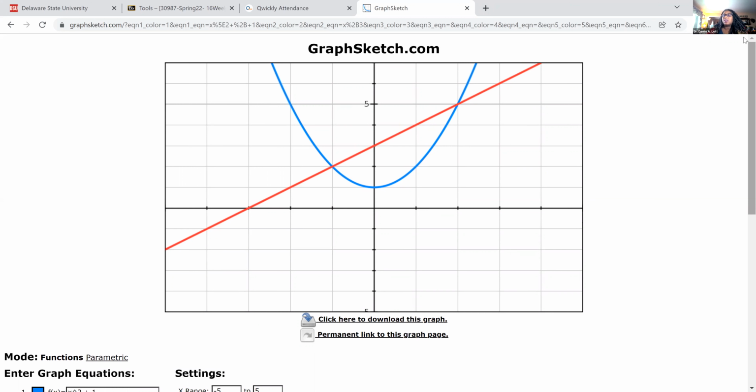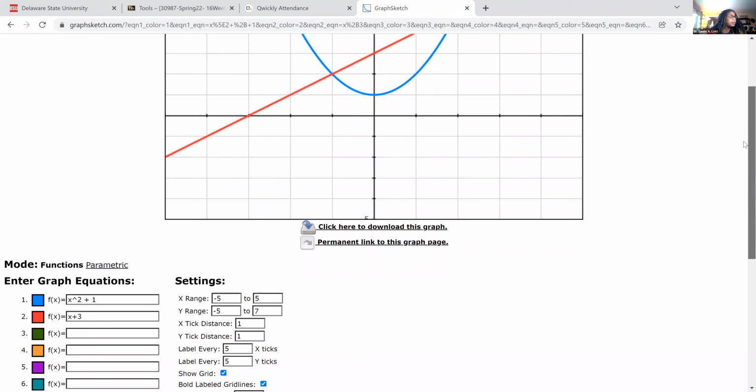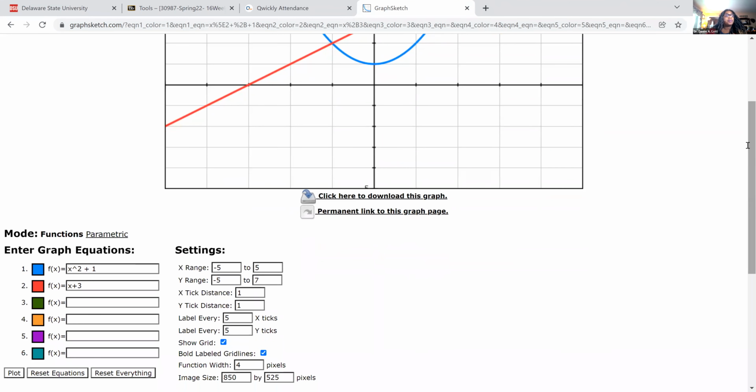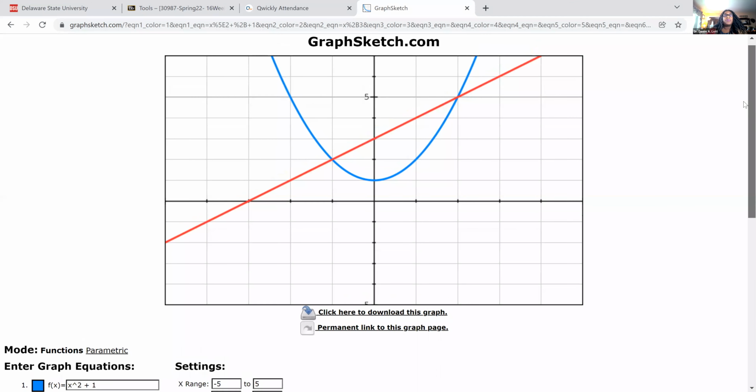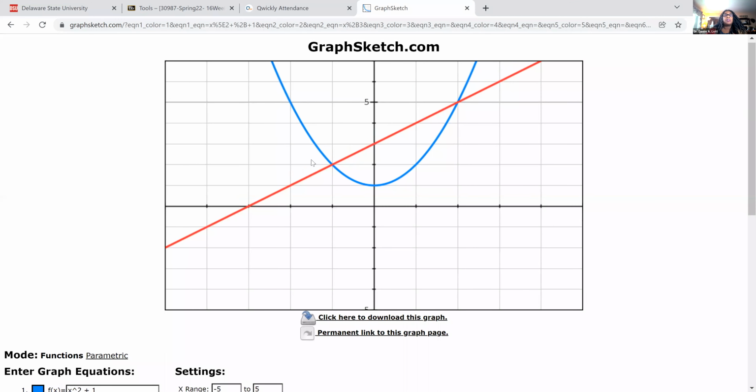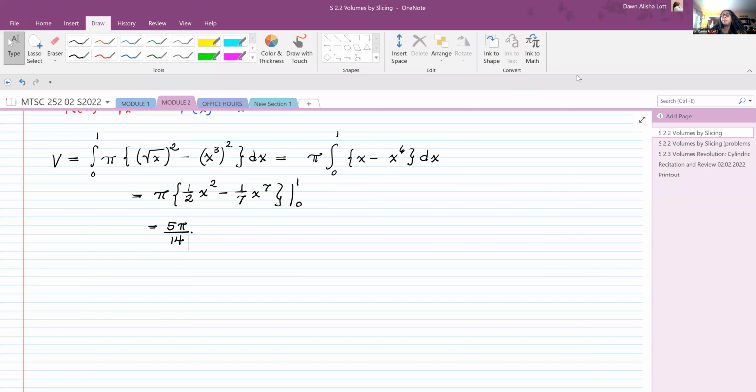So on graphsketch.com, I graphed the two curves of the next problem, which are x squared plus 1 and x plus 3. So this is x squared plus 1. It's a parabola floating in the air. And this is x plus 3. And then I went and I saved the picture. You can click to download the graph. And so let's grab the next problem.